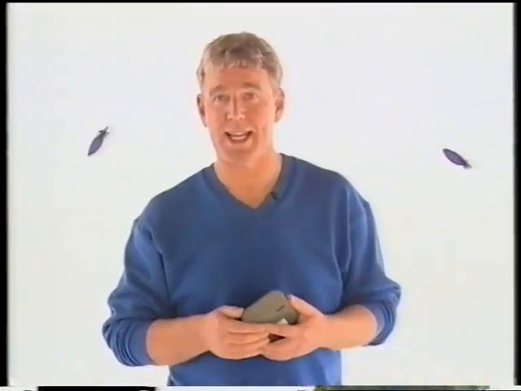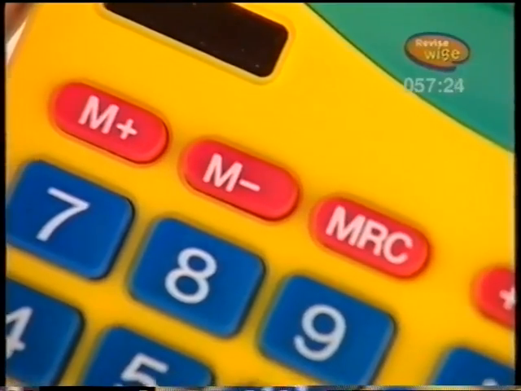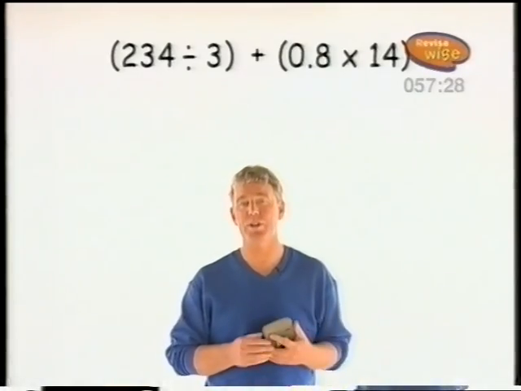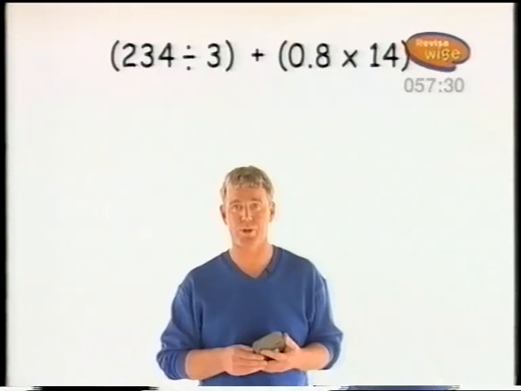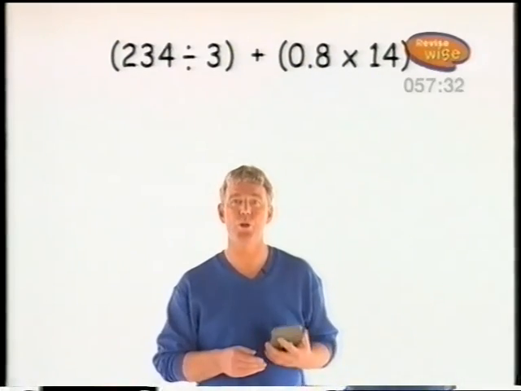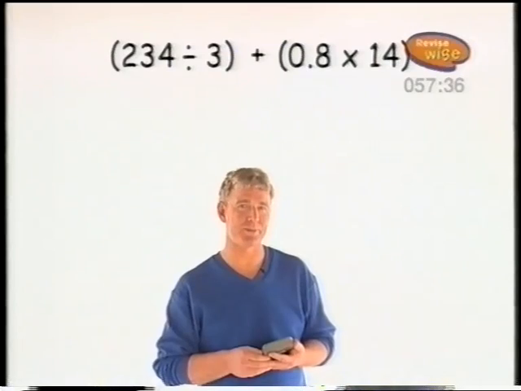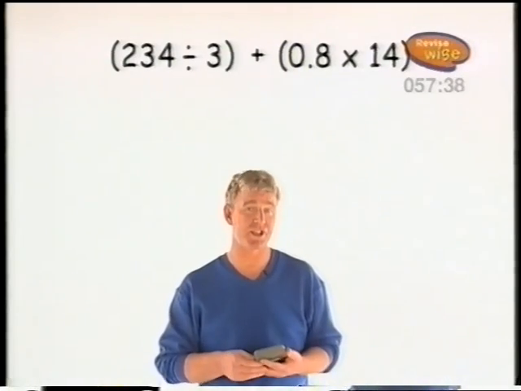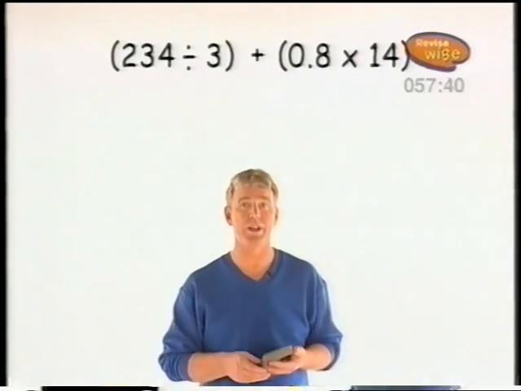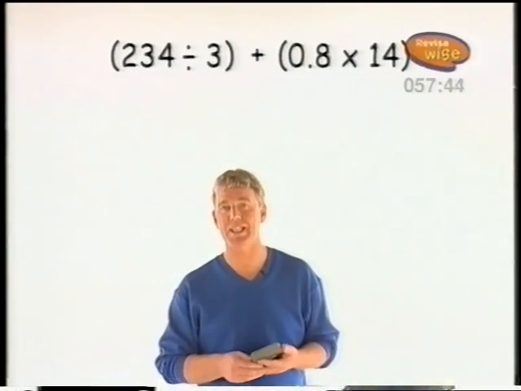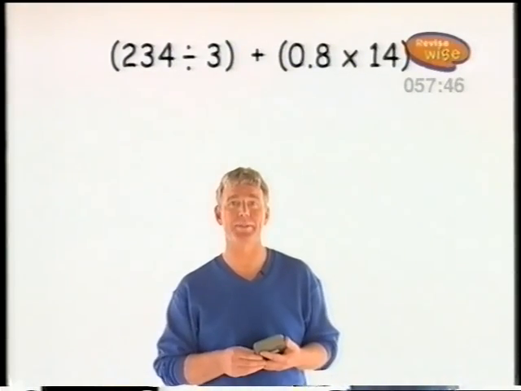This next one is about how to use the calculator's memory buttons. Calculate the answer to 234 divided by 3 plus 0.8 times 14. I'll repeat that. Calculate the answer to 234 divided by 3 plus 0.8 times 14.